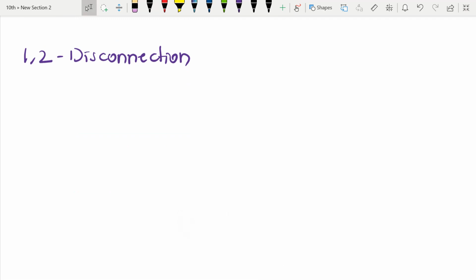So let us see what this 1,2 disconnection is. I have explained the 1,2 disconnection. Let me take a few more examples and let us do that. So what is this 1,2 disconnection? Here I will take an example.